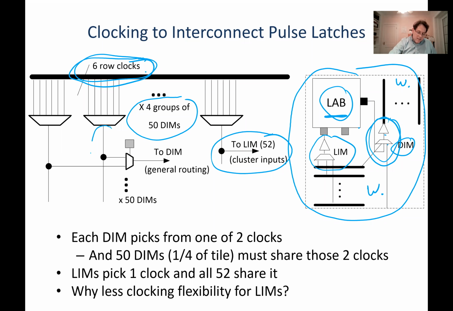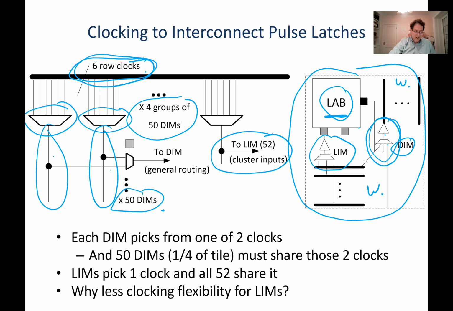they say that 50 of these driver input muxes can only pick from 2 clocks. So they build just 2 6-to-1 muxes, and that gives them 2 clocks. And now every one of those routing switches can choose between those 2. So every routing switch is going to get an extra 2-to-1 mux and an extra configuration cell. That is going to cost some, but it's going to cost less than if they let them all pick from all 6 of the clocks.